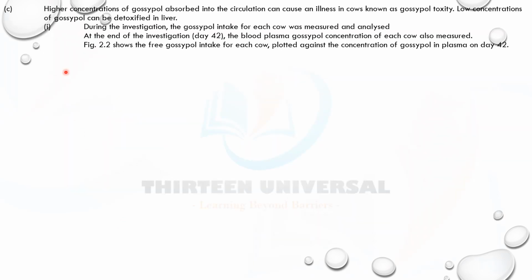Okay, the next question: higher concentrations of gospel absorbed into circulation can cause an illness in cows known as gospel toxicity. Low concentrations of gospel can be detoxified in the liver. During the investigation, the gospel intake for each cow was measured and analyzed. At the end of the investigation, day 42, the blood plasma gospel concentration of each cow was also measured. Fig 2.2 shows the free gospel intake for each cow plotted against the concentration of gospel in plasma on day 42.